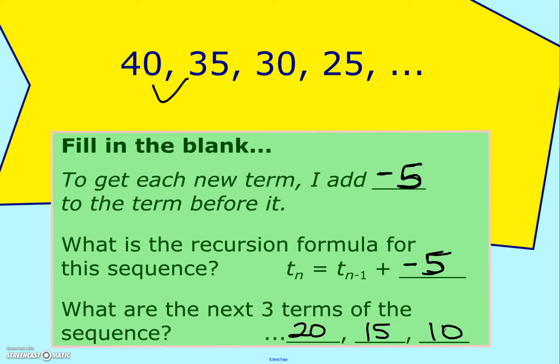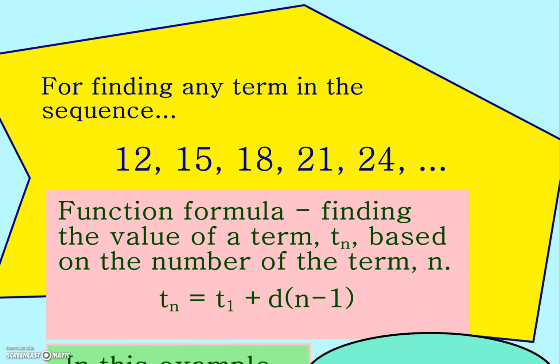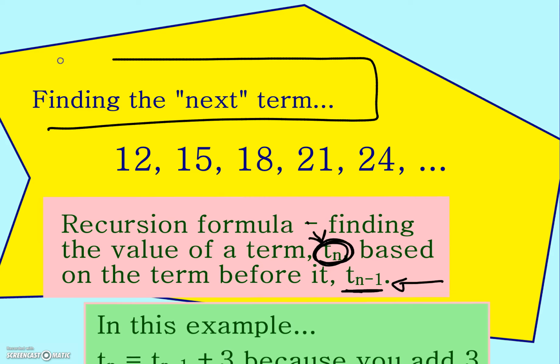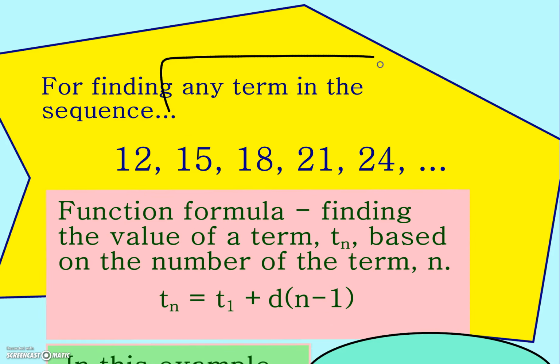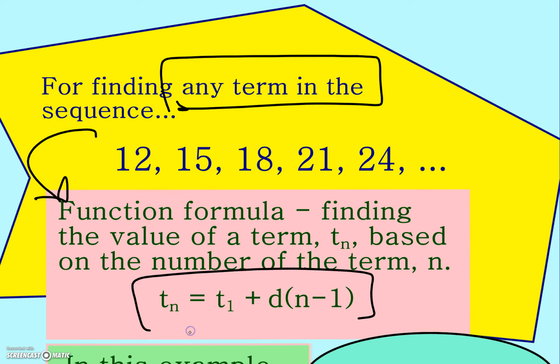When it gets to the geometric is when we're going to get confused. So for finding any term, so let's go back. This is finding the next term. Recursion means next. You're going to need to know this because now we're going to talk about finding any term. And to do that, you're going to use the function formula, which is right here.